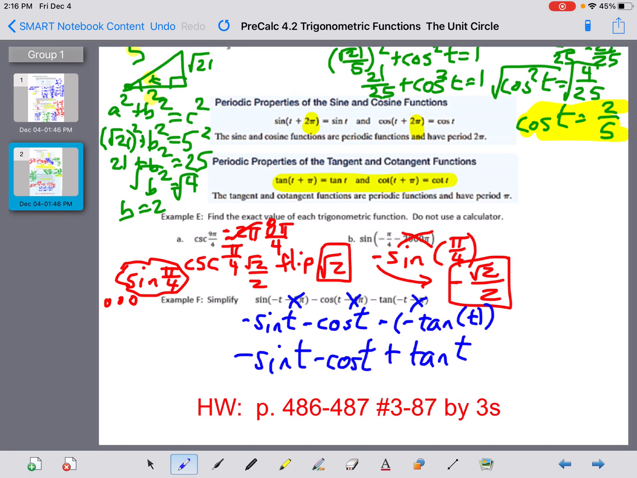I don't know what t is. I can't do anything more, but I've at least simplified that expression as much as I can using my rules of even and odd functions and the periodic functions. Okay? All right, practice. Page 486 to 487, 3 through 87 by 3s. Practice. The more you practice, the easier this will get.